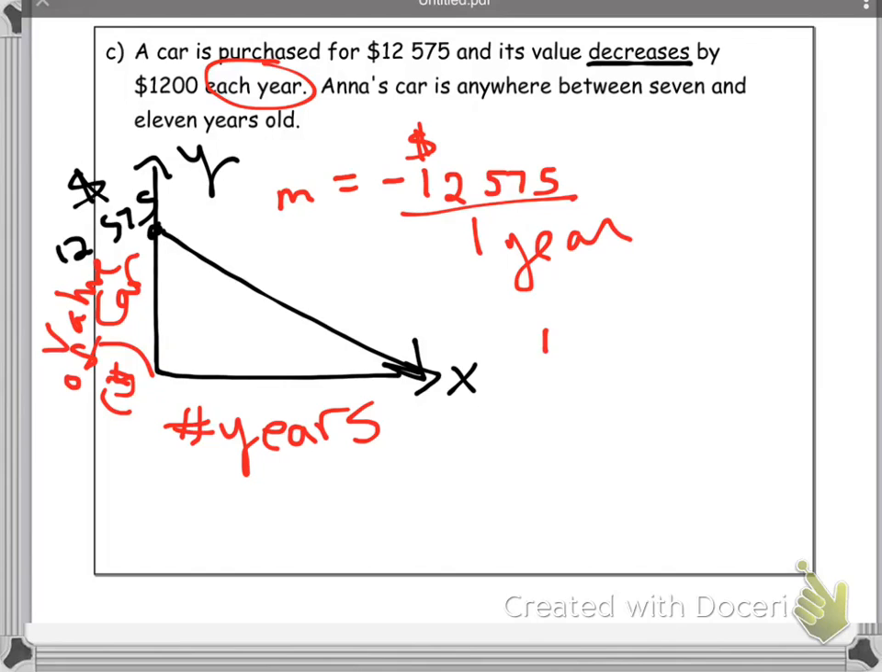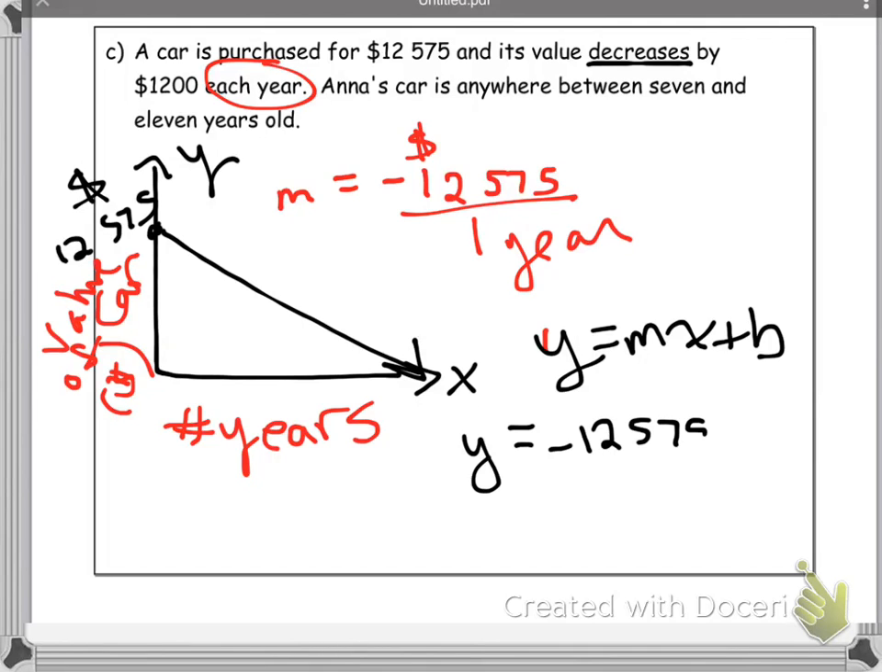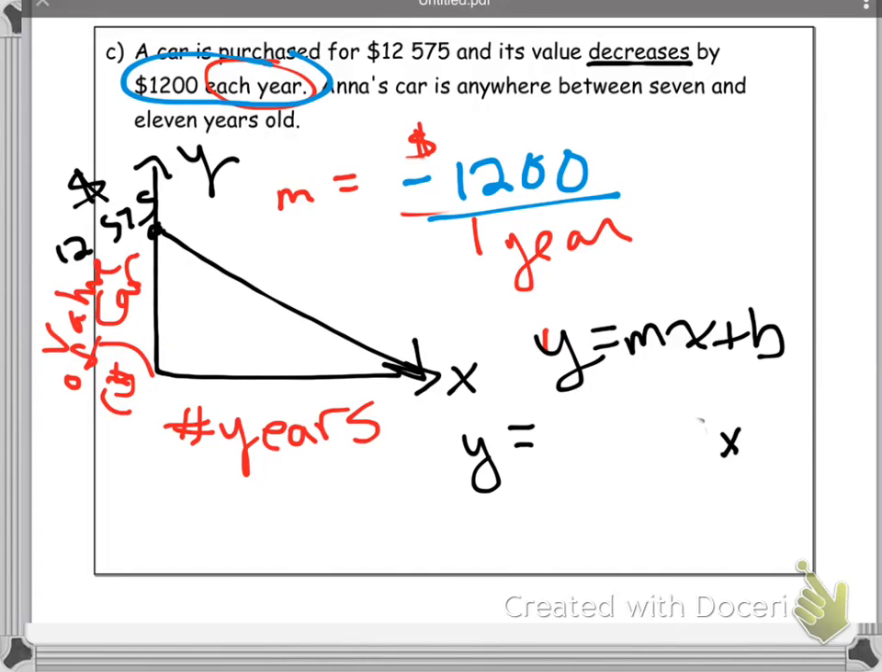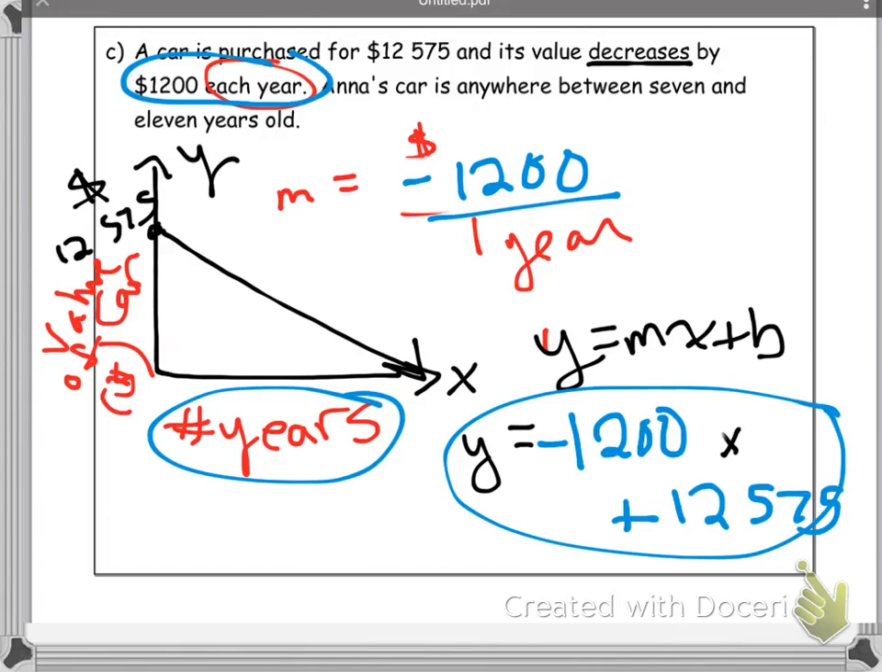Y equals mx plus b. Our slope is negative 12,575, and our... Oh, no. I made a mistake. Did you catch that? It decreases by $1,200 per year. So our slope is 1,200, and it's negative because it's decreasing, and our y-intercept is plus 12,575. There's our equation, and we labeled our x and y-axis. Good.